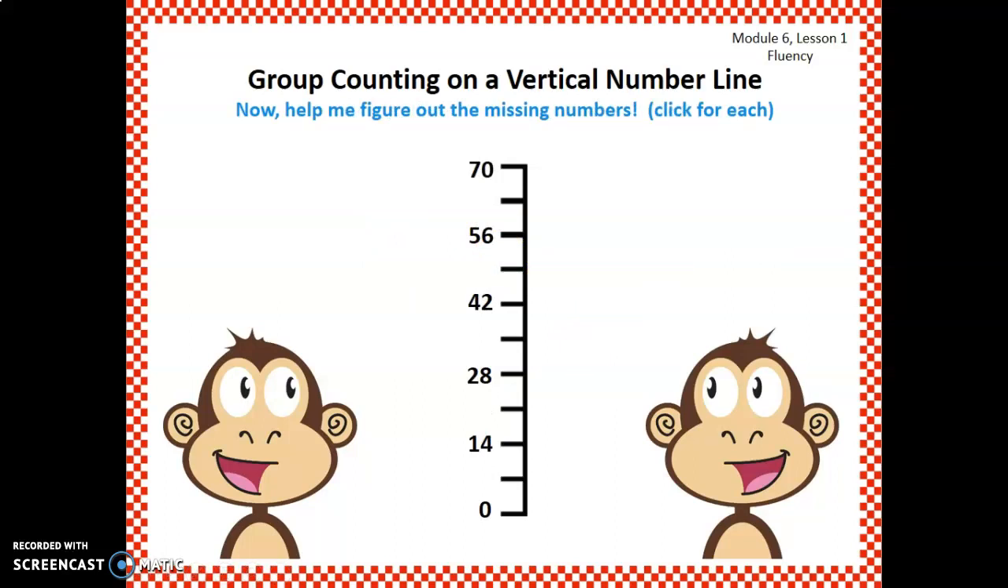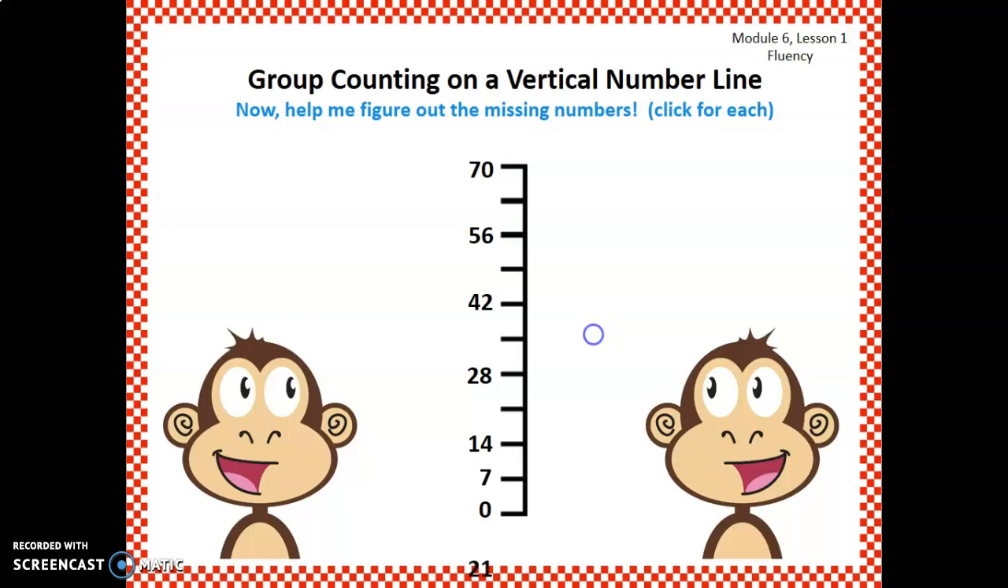I'm seeing 70 up there. That gives me a hint as to what I'm going to be counting by this time. Let's see if I'm right. Ready? What do you think the halfway mark between 0 and 14 will be? If you were thinking that the number would be 7, you're correct.